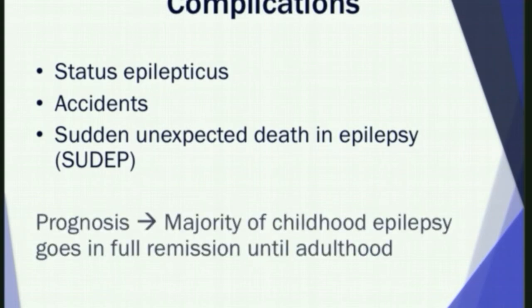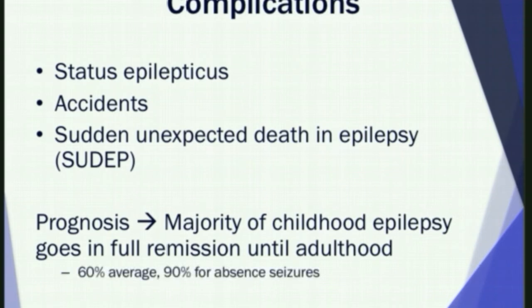In terms of prognosis, the majority of childhood epilepsy goes into full remission by adulthood. About 60% of all childhood epilepsy is in full remission by adulthood, but absent seizures are quite a specific childhood disease, so 90% of these will be gone by the time children become 18. So let's talk about status epilepticus now.